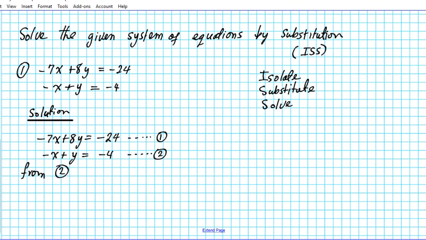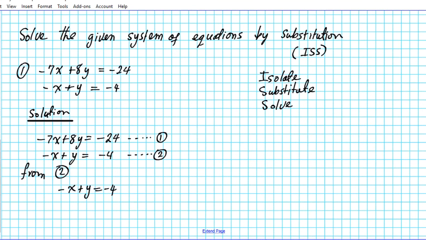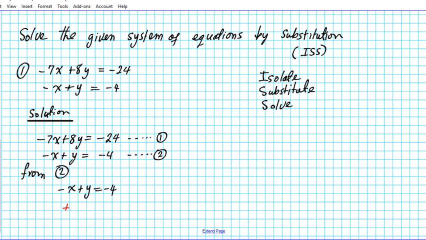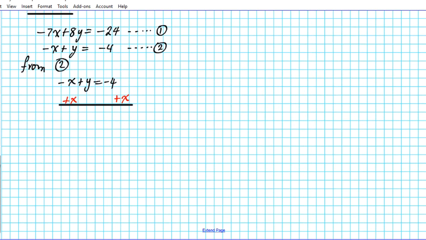Okay? Alright, so from equation 2, we're going to extract this equation. We have negative x plus y. Now, why did we extract this equation? Because we want to carry out the isolation step, and this has a coefficient of 1, the y, which is the easiest to isolate. See how easy it is. Just simply add x to both sides of your equation. In one step, you have isolated y because its coefficient is 1.